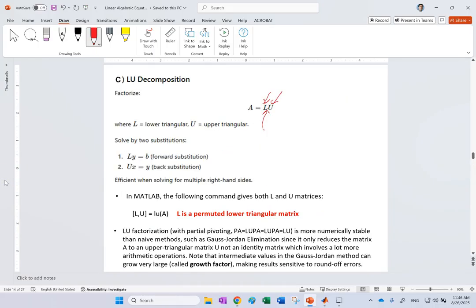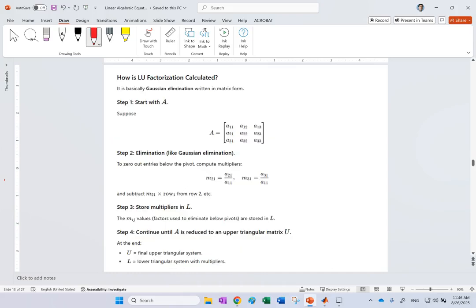But in MATLAB, if you want to do it, the command is called lu. You just pass the matrix A to lu, and it gives you L and U, as simple as that. So it works just perfectly fine.